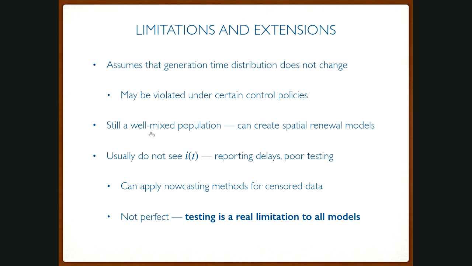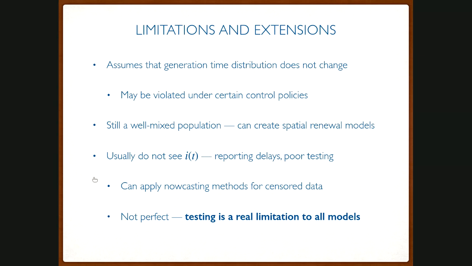So if we want to think now about just a couple more limitations and extensions of the branching process renewal model, one thing we've assumed is that the generation time distribution is stationary; it does not change. That might be violated by control policies. As I mentioned before, in the compartmental part, you could reduce gamma by social distancing, and that would change the generation time distribution, for example. There's still an underlying assumption of well-mixedness here, or that individuals come in contact in a certain specific way, but you can create spatial versions of this process.